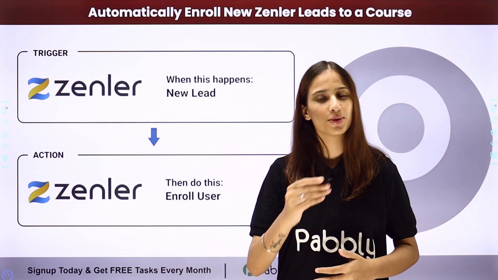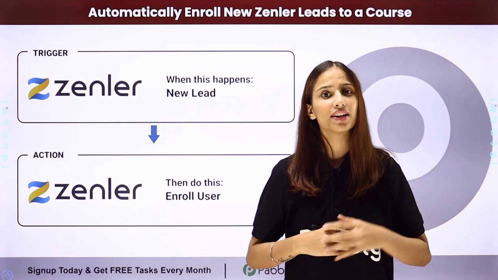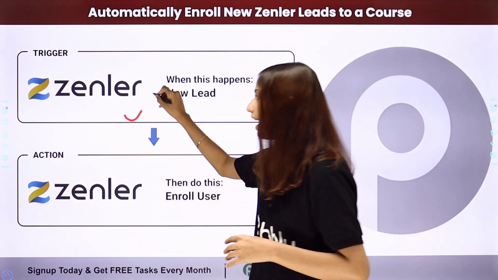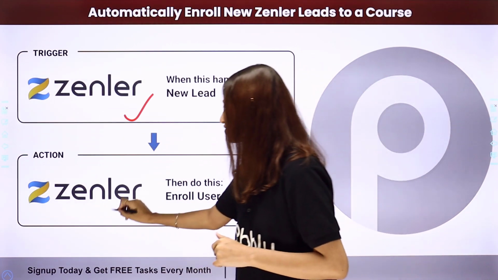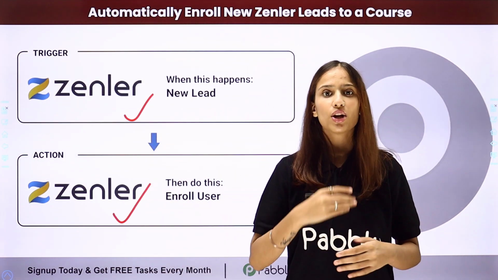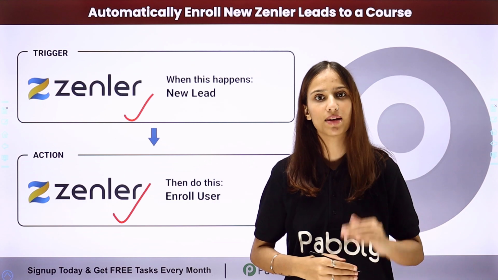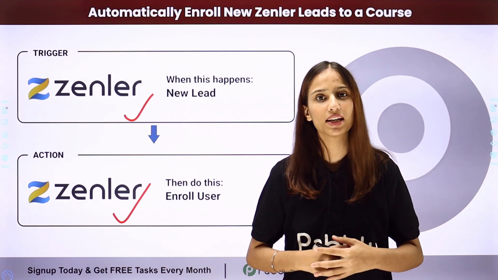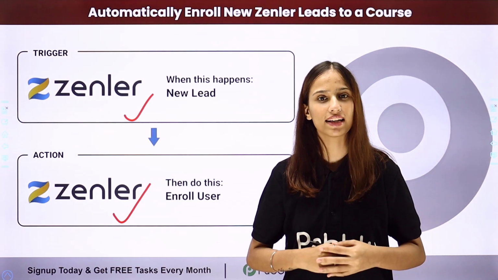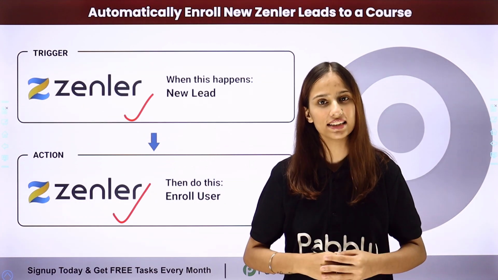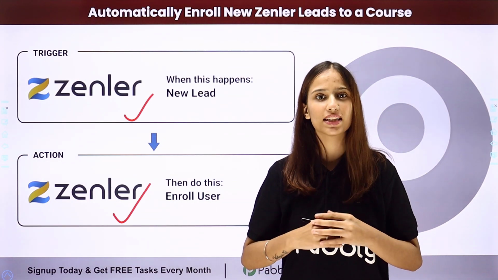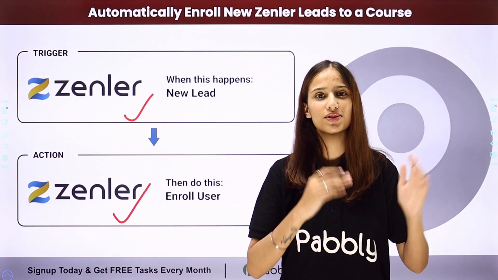For that, we will be using Pabbly Connect, where my trigger application will be Zenler and the same will be my action application, that is Zenler. So now, whenever a new lead is generated in my Zenler account, then automatically by using the same details of that lead, I wish to enroll that lead in a course. To learn how I set up this automation, follow me through the screen.